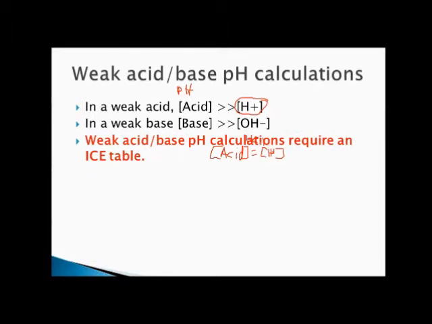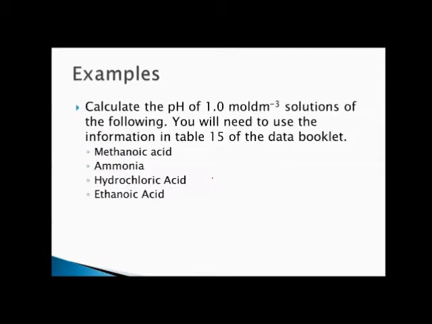And in fact, these weak acid and base calculations are going to require an ICE table. What they really are is just equilibrium problems. So we're just going to do an equilibrium problem, we're going to do an ICE table, and you're going to have to know the Ka or Kb, or pKa or pKb, and turn them into Kas and Kbs to find the pH of a weak acid or base. So it's going to be a little bit trickier, to say the least.